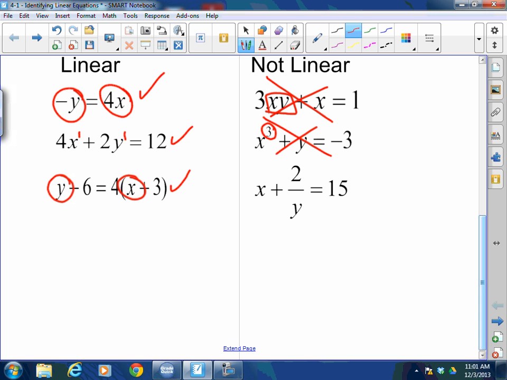Here, 2 plus x plus 2 over y equals 5. Okay, x is not being multiplied to anything. y is not being multiplied to any variable. The power of x is 1. The power of y is 1. However, is the y in the numerator? That is not in the numerator. So that is not linear.